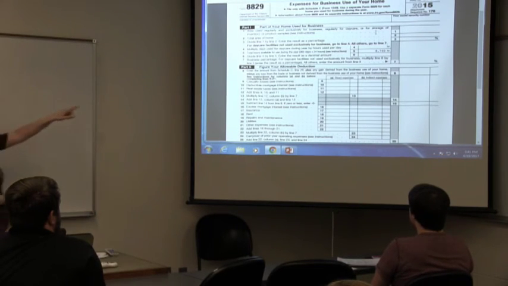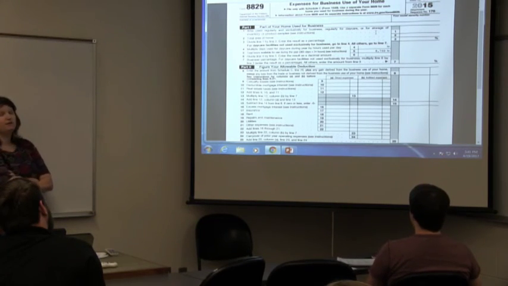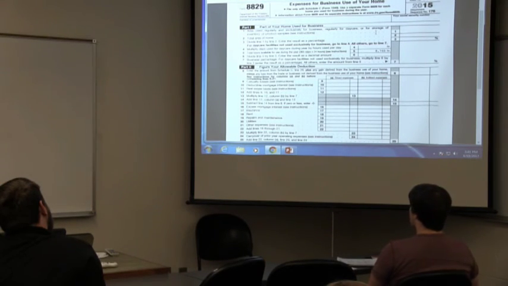Also take a look at line 8 in part 2. Basically, what we're doing with line 8 is it says take your business income from Schedule C and subtract out any other trade or business expense except business use of your home. So that's what we're doing with line 8, getting to this $1,500 number, to see what amount we can offset against, basically.